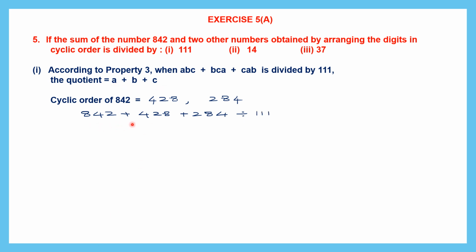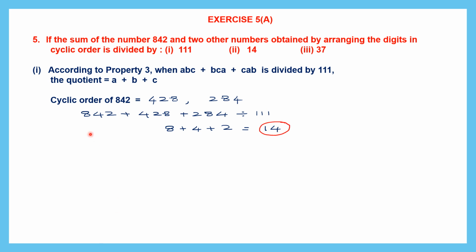So I don't even have to actually add up everything. All I have to do is A plus B plus C. So how much is A? A is 8, B is 4 and C is 2. Now 8 plus 4 is 12. 12 plus 2 is 14. So my quotient is 14. So straight away we can say the quotient is 14.